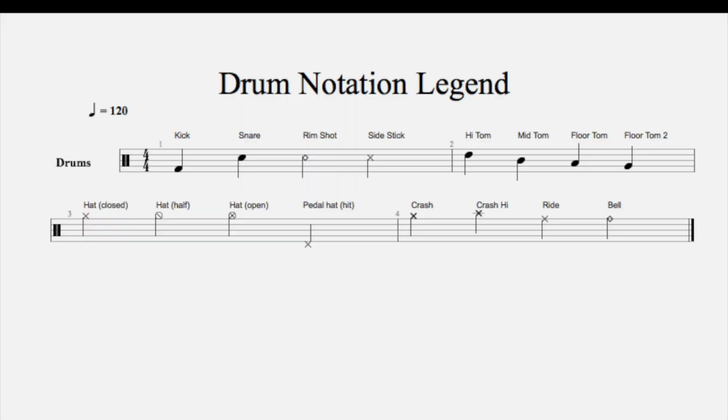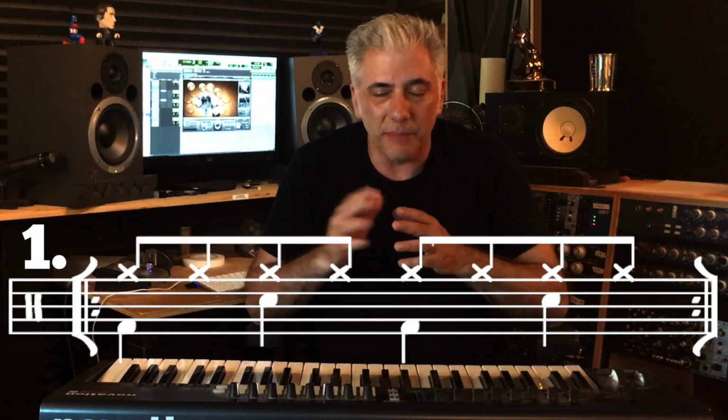This is a drum notation legend that you'll need to read the drum patterns I've programmed. I'll put a PDF of it in the description. Okay, so let's start with this first groove. The first groove is a basic rock pattern. It's a simple eighth note hi-hat pattern with a kick on 1 and 3 and the snare on 2 and 4. It's the same pattern as Back in Black.